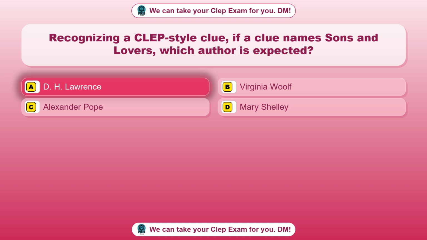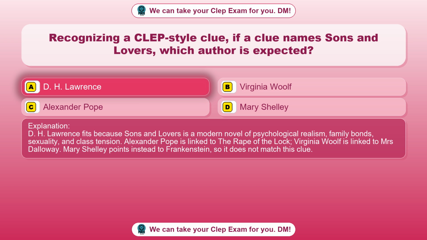D.H. Lawrence. D.H. Lawrence fits because Sons and Lovers is a modern novel of psychological realism, family bonds, sexuality and class tension. Alexander Pope is linked to The Rape of the Lock, Virginia Woolf is linked to Mrs. Dalloway.